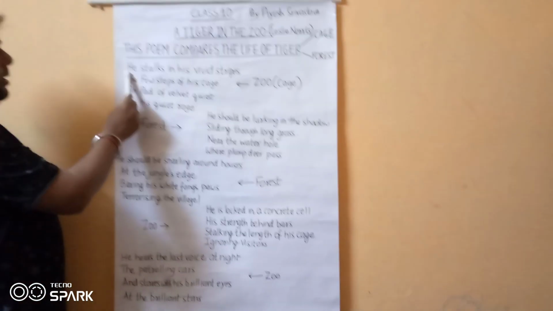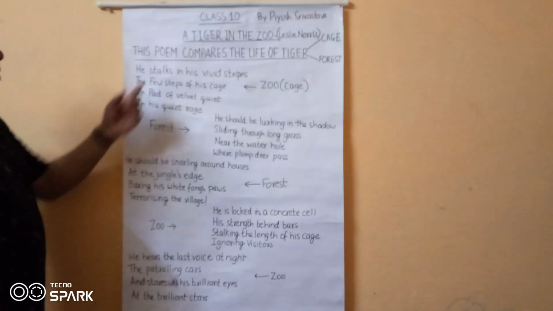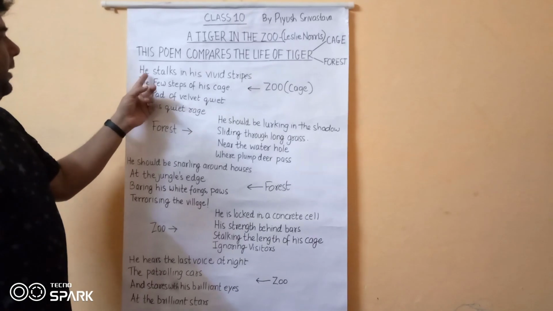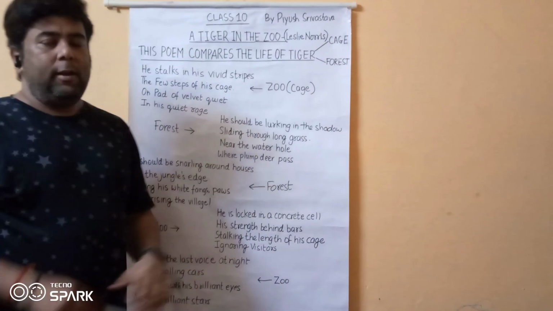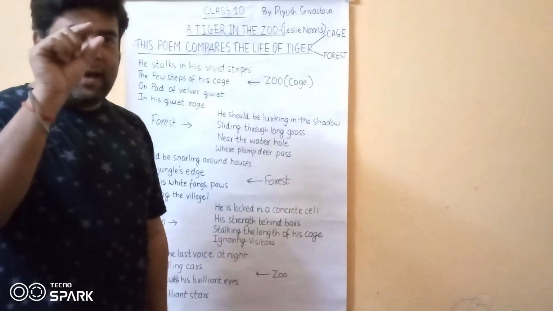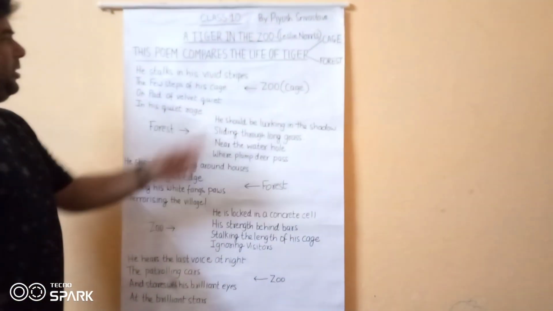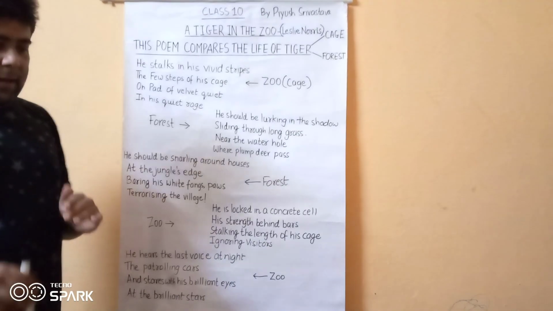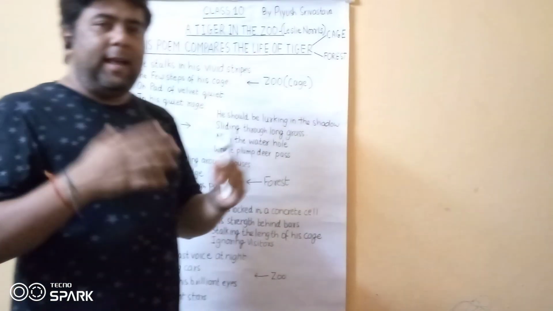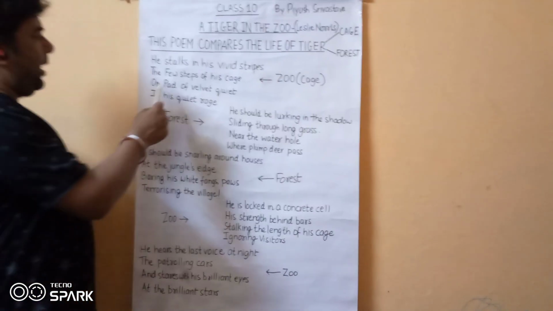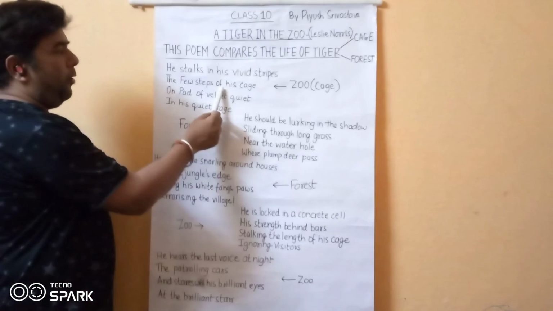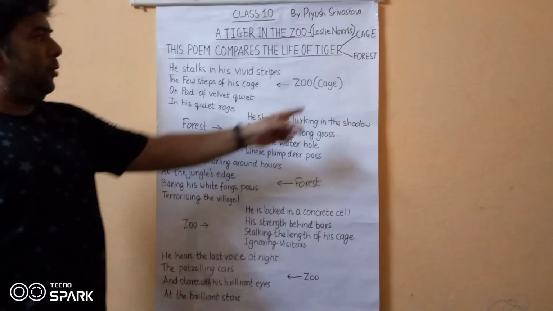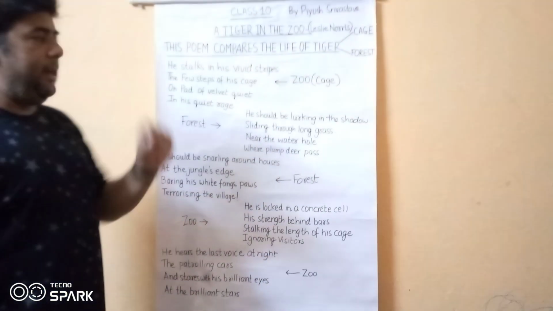The first line says he stalks in his vivid stripes. Stalks means to walk. So who is he here? Tiger. So the tiger walks in his vivid stripes. You might have seen a tiger. He has different stripes on his body. So in the first line it is talking about these stripes. So the tiger is walking in the cage and he has different stripes on his body. The second line says the few steps of his cage. So where is he walking? He is walking in the cage. The first stanza talks about the cage.